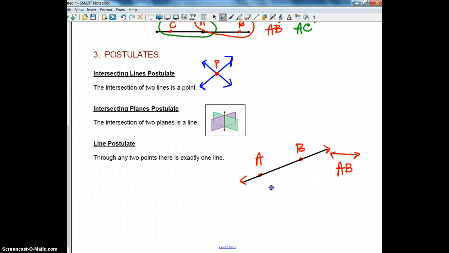Some of you might be thinking about something like this. You say, well, it goes through A and B. I put the arrows on it so it goes on forever. But you may have forgotten that in order for it to be a line, it has to be a completely straight path. This green line that I have drawn is not a straight path, so it doesn't count. It turns out there is only one possibility, only one line that will go through points A and B. We have 2 more postulates.